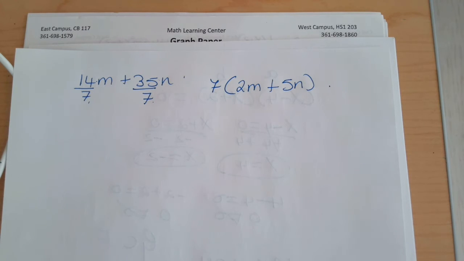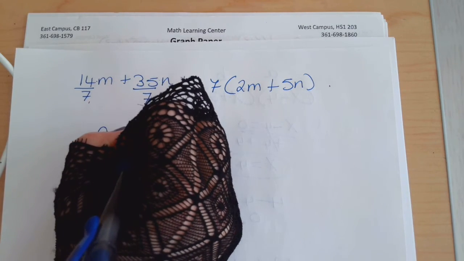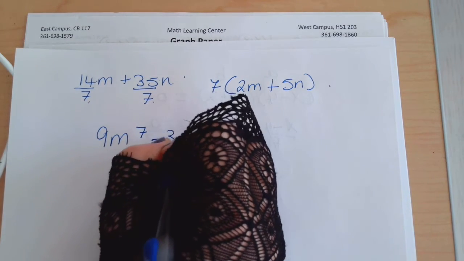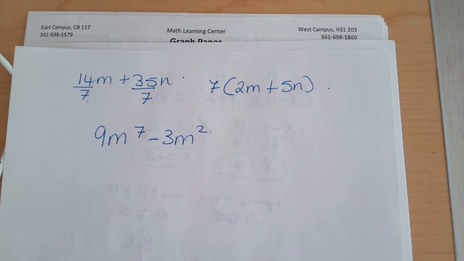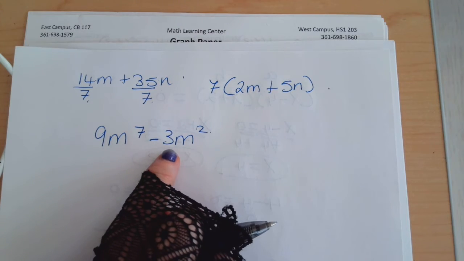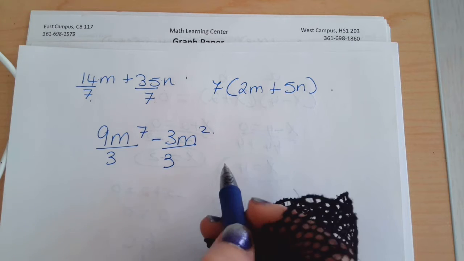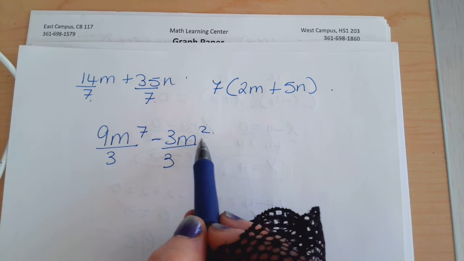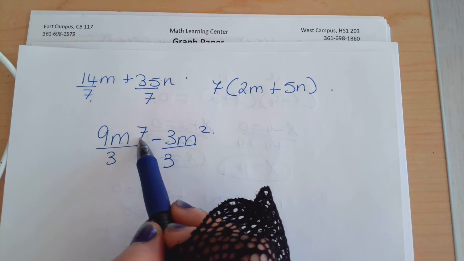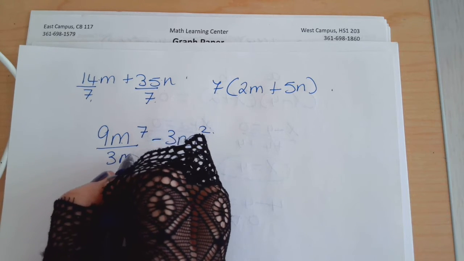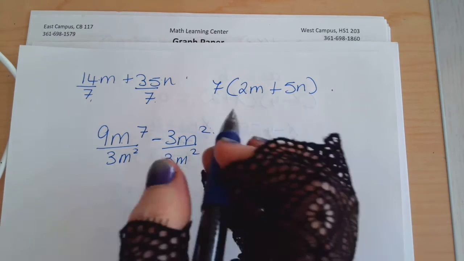I'm going to do one more. 9m to the 7th minus 3m squared. Okay? So they want the greatest common factor. So I've got 9 and 3. So I know for sure 3. I always do the numbers first. And then you take the smallest exponent. They're both m's. 2 can go into both. 7 can't. So it's the smallest exponent. So 3m squared is the greatest common factor.